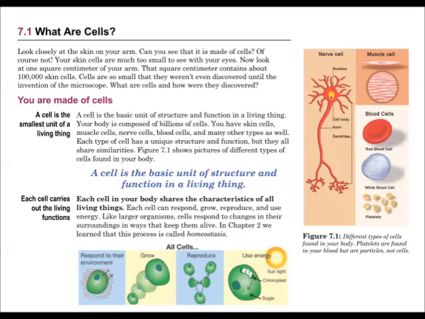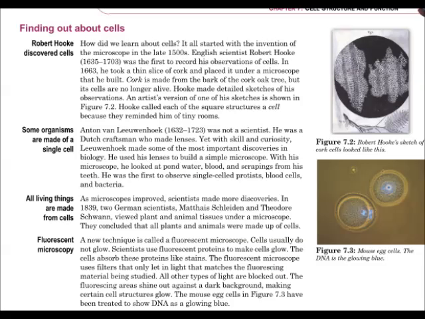We learn about cells. It all started with the invention of the microscope in the late 1500s. English scientist Robert Hooke was the first to record his observation of cells. In 1663, he took a thin slice of cork and placed it under a microscope that he built. Cork is made from the bark of a cork oak tree, but its cells are no longer alive. Hooke made detailed sketches of his observations. An artist's version of one of his sketches is shown in Figure 7.2. Hooke called each of the square structures a cell because they reminded him of tiny rooms.